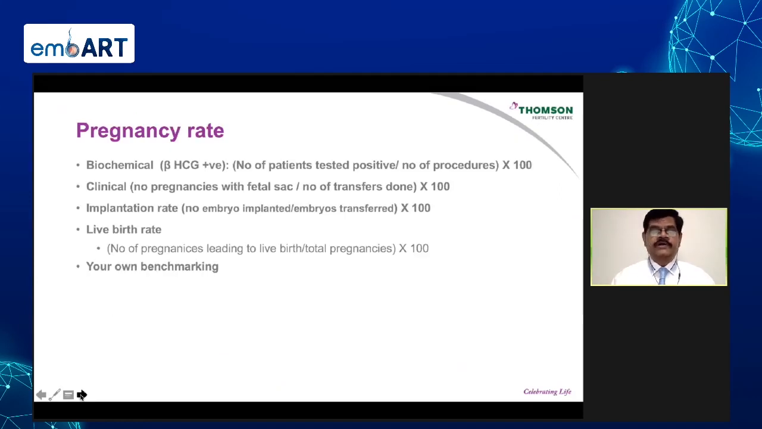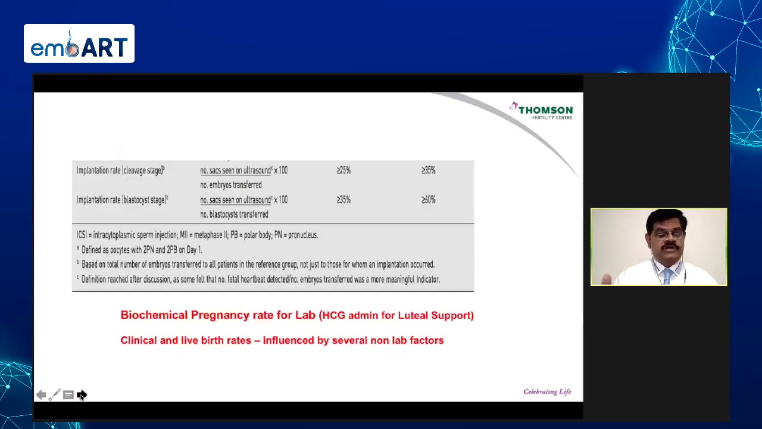So similarly, the pregnancy rates: biochemical pregnancy rate is number of patients tested positive upon number of ET procedures done. And clinical pregnancy is number of pregnancies with fetal sac upon number of transfers done. Implantation rate is number of embryos implanted upon number of embryos transferred. And live birth rate is number of pregnancies leading to live birth upon total pregnancies. So you can set your own benchmarking, right? So it's the same thing explained here.